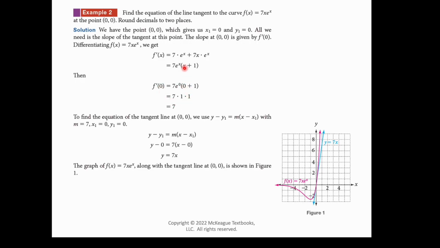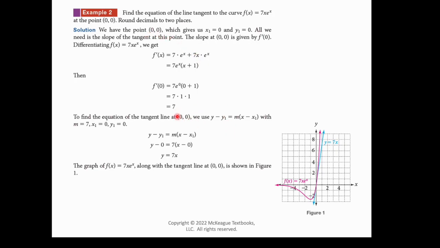So when we plug in 0, if we use the factored form, we're going to plug in 0 for x. So inside the parentheses, we're going to get 1. Then when we plug in 0 up here in the exponent for e to the x, e to the 0 is 1. So now we have 7 times 1 times 1, which is 7. So that gives us the slope of the tangent line at the point (0, 0).